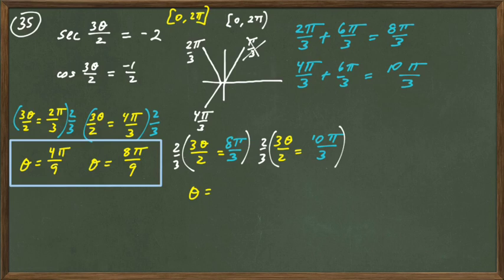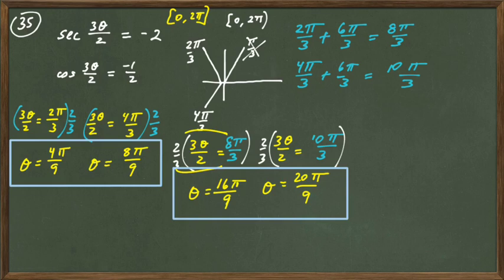What does that make theta equal then? Would that be 16 pi over 9? Top times top, bottom times bottom. And how about this one? Would this be 20 pi over 9? Okay. Why don't I use 20 pi over 9? It's bigger than 2 pi. Do I use 16 pi over 9? Yes, because that's smaller than 2 pi. So there should be 3 answers on 35.